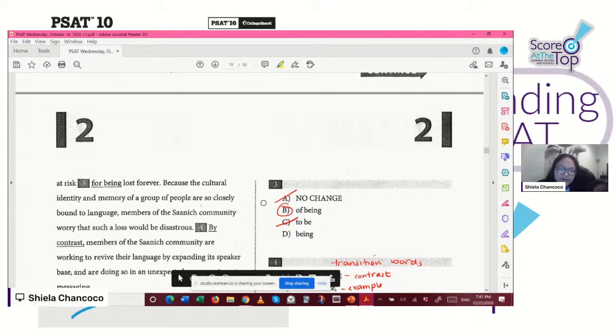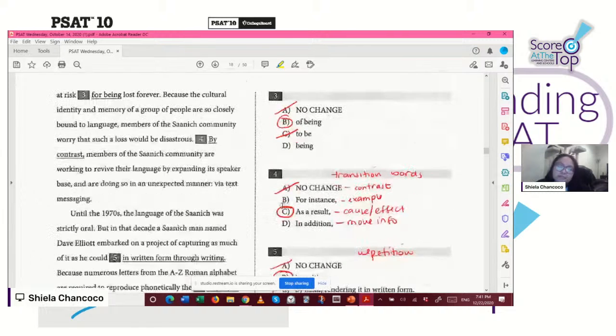So here, of being lost forever, it's at risk of. That's how I saw that it was B, because it's at risk of what? Being lost forever.